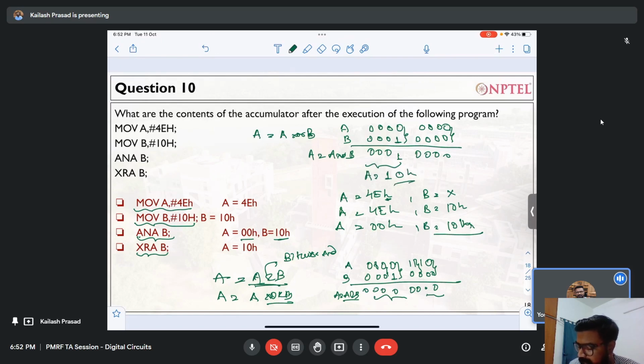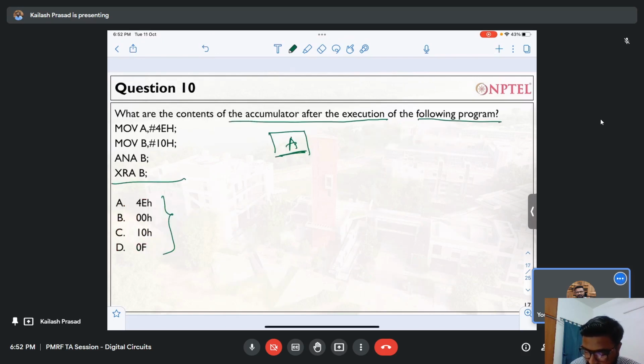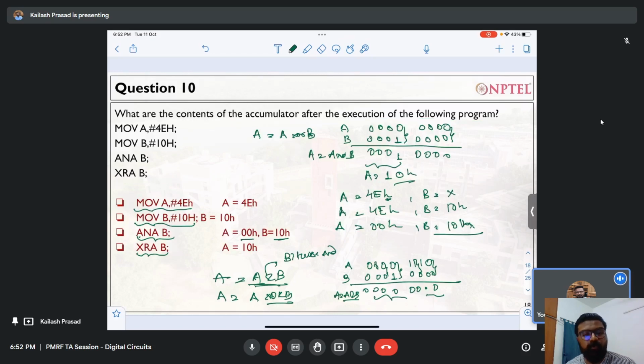So many of you have already given me the answer. The answer here is C, that is 10H. I hope the explanation was clear. Please confirm if you have understood what I have explained. What about others?